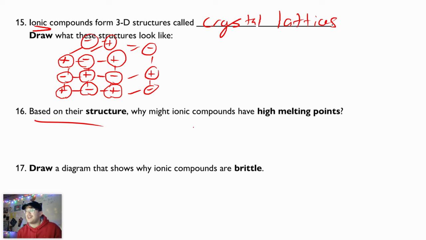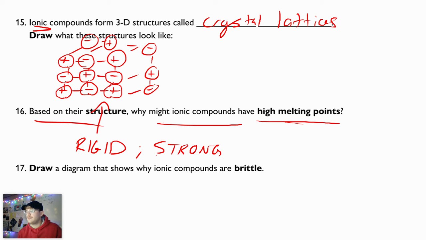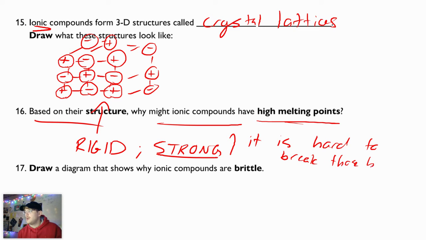So the next question, based on their structure, why might ionic compounds have high melting points? Like we watched that video on melting salt. Why does it take such a high temperature to melt salt? It's because of this structure right here. It's very, very rigid. I don't know if I spelled that right. And strong. Okay? It's very hard to break those bonds. It takes a lot of energy, because it takes heat, okay? You need a lot of heat to break those bonds apart to make that structure start to flow.